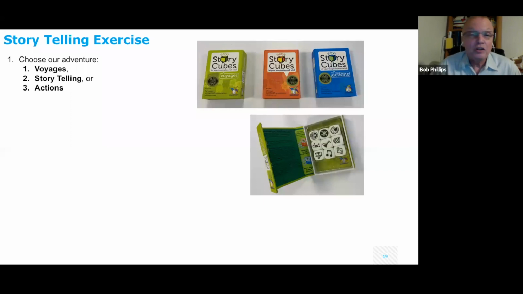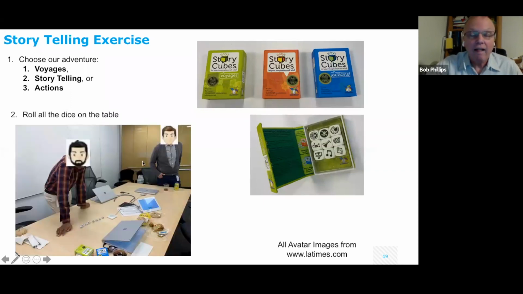So these are the cubes, and what I've done with my team is I started out with storytelling, then we went to voyages, and for this particular one, we chose actions because we wanted to come up with actions. Since John is now sharing this on YouTube, I have to put avatars on the guys' faces, but here's the box of story cubes laid out on the table, and now we have 9 story cubes.